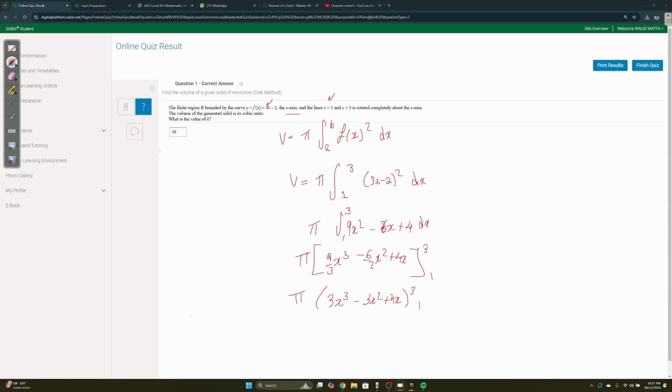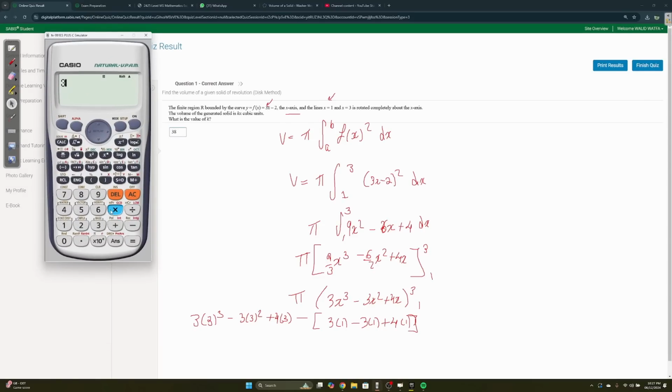So you're going to have 3 times 3 cubed minus 3 times 3 squared plus 4 times 3, minus, open bracket, 3 times 1 minus 3 times 1 plus 4 times 1. Okay, close bracket. I didn't put 1 cubed, 1 squared because it's kind of obvious. So 3 times 3 cubed. I'll just calculate. Okay, I got 62.